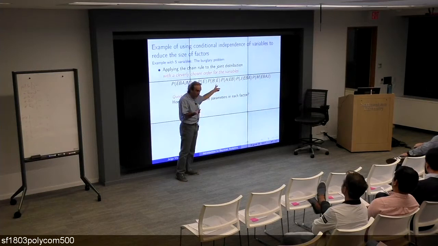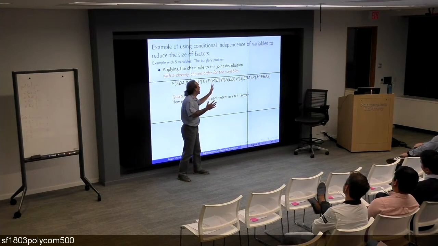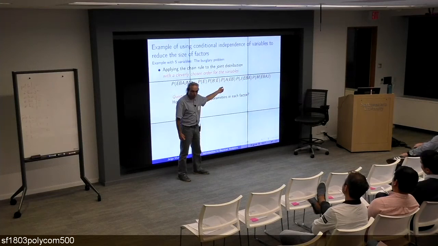Two. Well, what are they? So let's say that there are two, for the sake of discussion. What would those two be? In English? Probability of B happening, and likelihood of B given E.